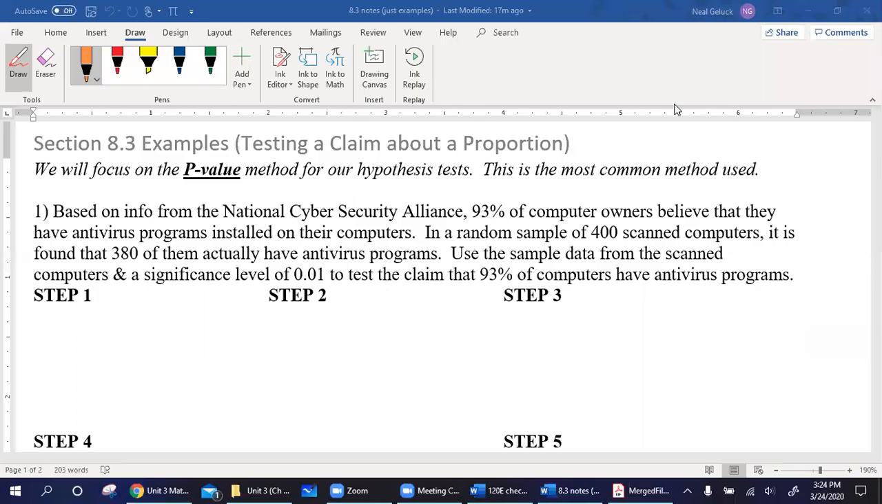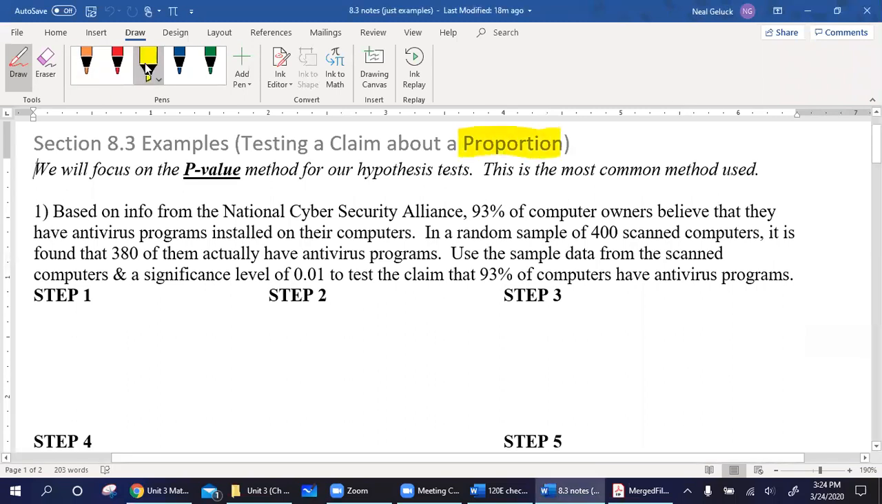Statistics students, this is the video for section 8.3. There's no actual PowerPoint for this section because it's really nothing new. It's just focusing on the proportion problems. So the good news is section 8.3 is basically just going to be more practice for us.